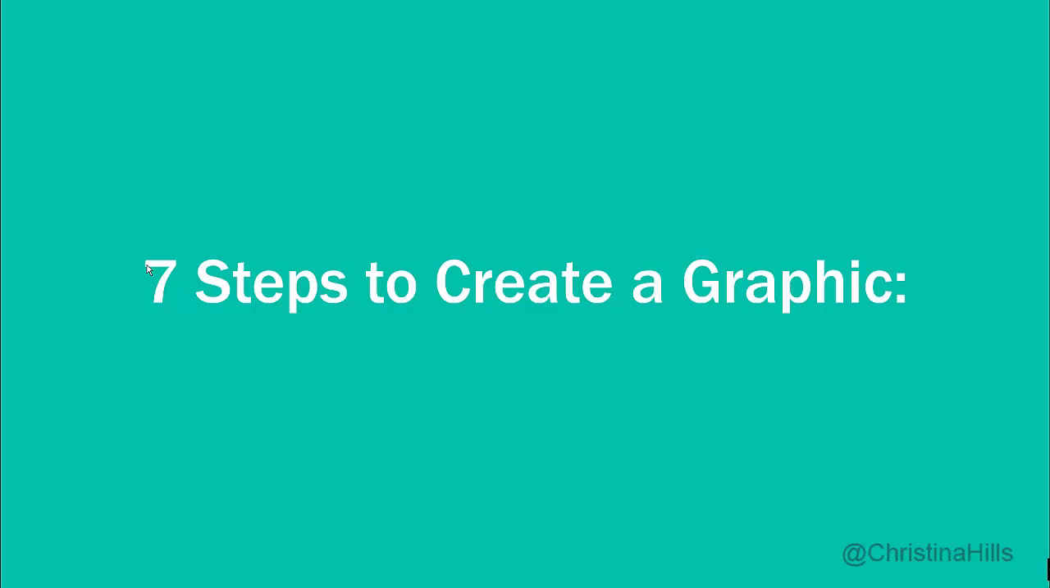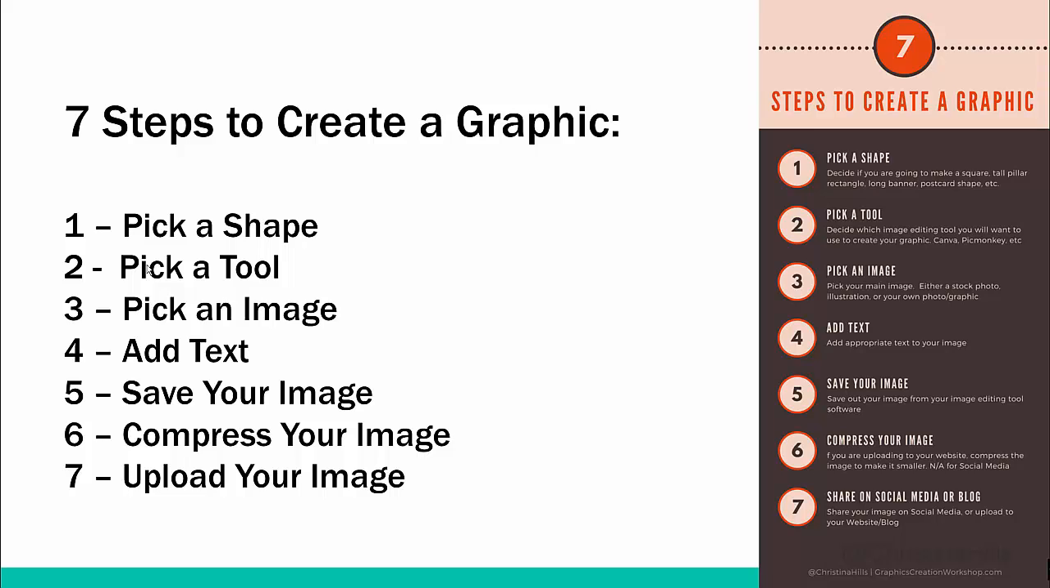So let's dive in to the 7 steps to create a graphic. Here are the 7 steps, and I made an infographic to explain this point. So step number 1, and I'm going to walk through this. Step number 1 is you want to pick a shape. Step number 2 is pick a tool. Step number 3 is pick an image. Step number 4 is add text. Step number 5, save your image. Step number 6, compress your image, and I'll teach you what that means. And step number 7 is upload your image.